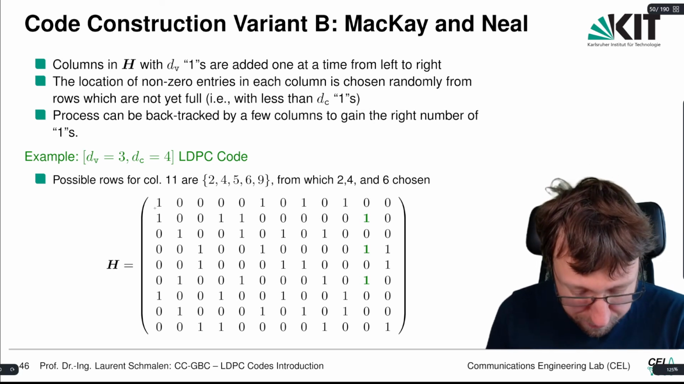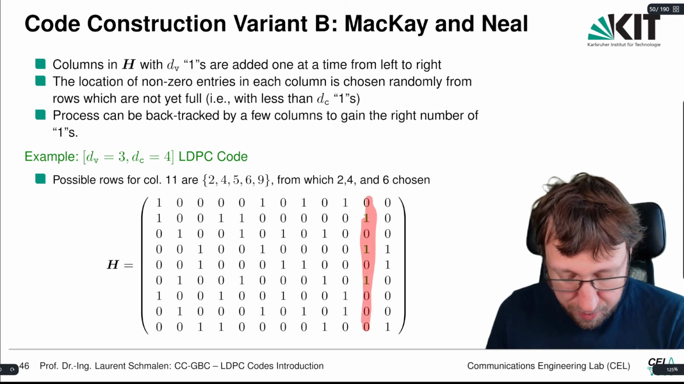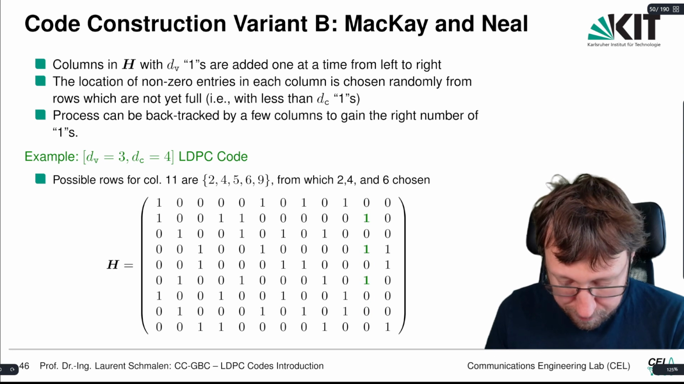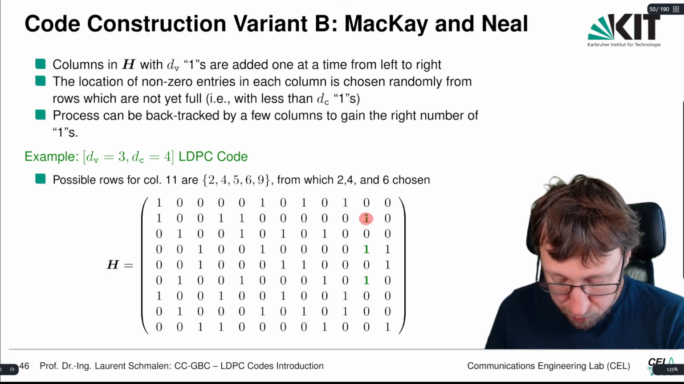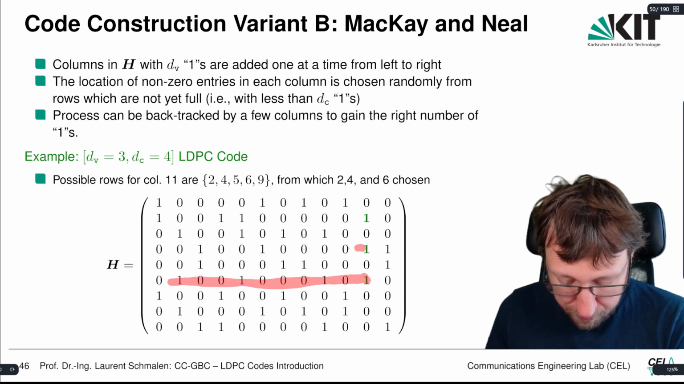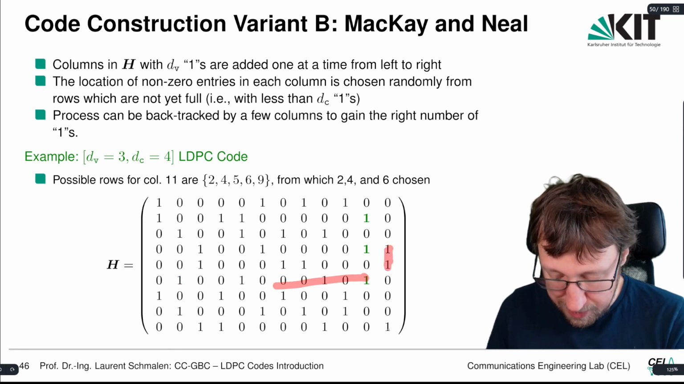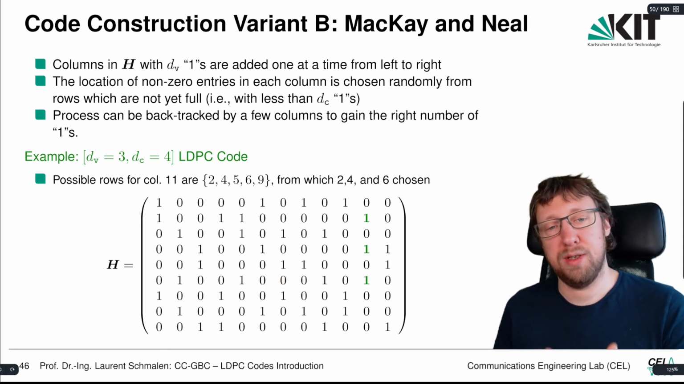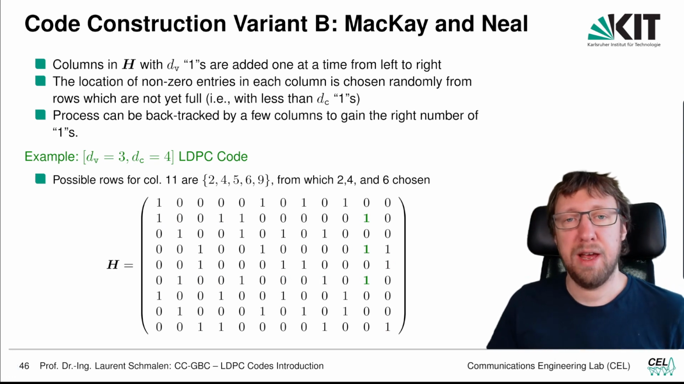So here, if we want to fill column 11, then the available rows are 2, 4, 5, 6, and 9. And we can choose 2, 4, and 5. And then we see that we have used all 4 positions. Then we have 3 columns left. Then the last column will choose this. Then we may need to backtrack a little bit.